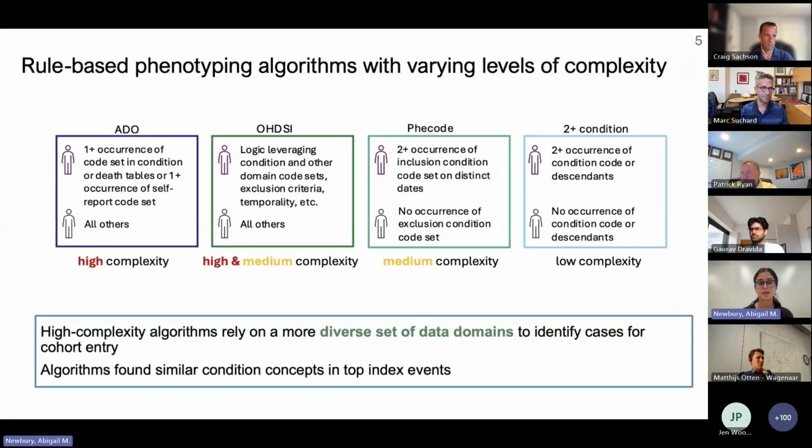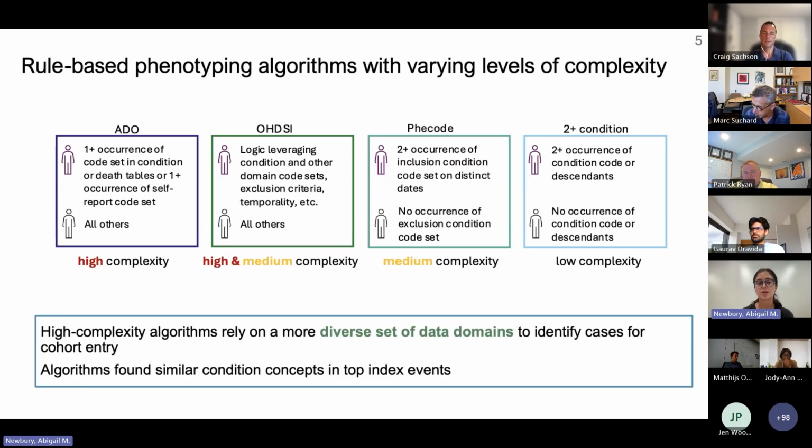So these all come from the OHDSI phenotype library, and they include, as you all are familiar with, logic leveraging condition domain, but also domains like measurements, procedures, etc. And so we deem these to be high complexity if they involve 3 or more data domains, and medium complexity if they involve 2 data domains. And then we also include phi code algorithms.